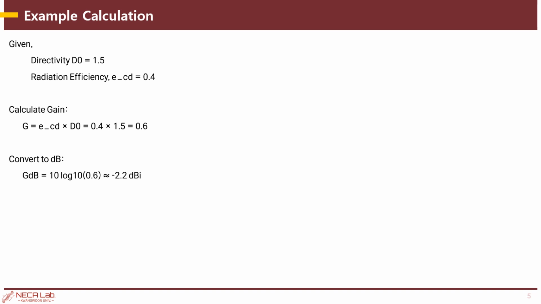So we use the last formula, and this shows us that even with a directivity greater than 1, the gain can be less than 1 due to the antenna's efficiency, highlighting the importance of efficiency in practical antenna design.